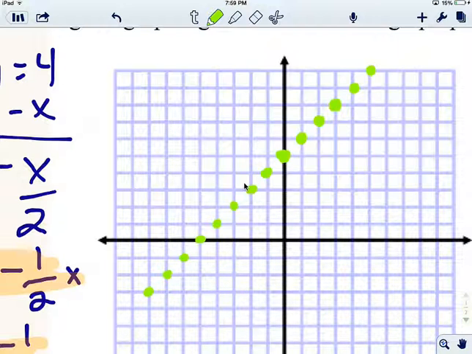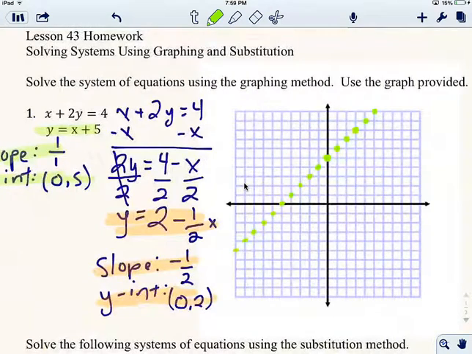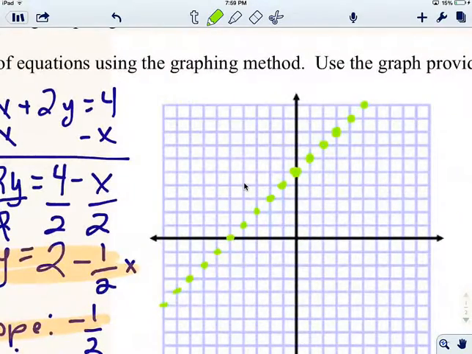Okay. Good, so there's my y equals x plus 5. The last thing I'm going to do, I'm just going to go ahead and draw a line to connect those. Good. Got my first line. Now I want to make my orange line. My y-intercept is 0, comma 2. So I want to put my point right here on 0, comma 2.